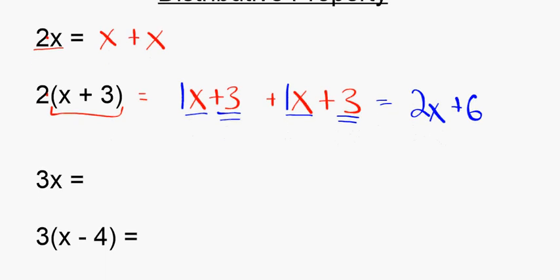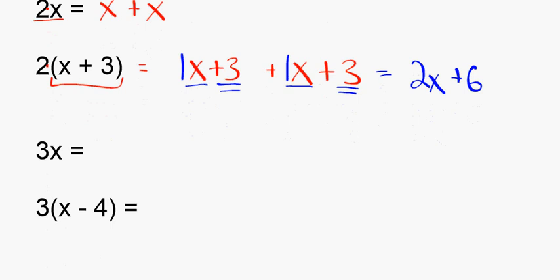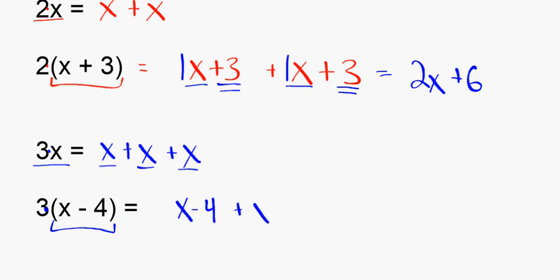If the coefficient is not a 2 and the coefficient is a 3, like the next example, then your x is being added to itself 3 different times. X plus x plus x is the same as 3x. So down here, the next example, this entire expression, x minus 4, is being multiplied 3 times. So you have x minus 4 plus an x minus 4 plus an x minus 4. There is 3 of them.